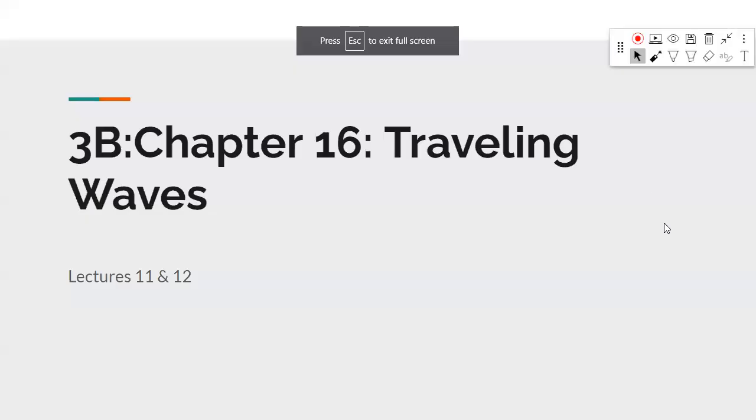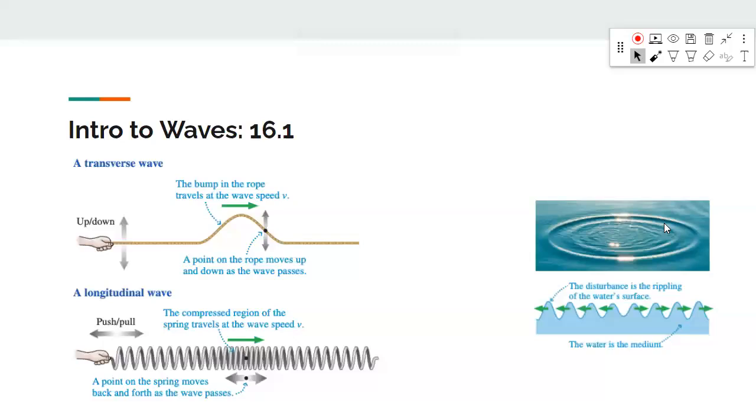Okay, so moving on to chapter 16, which is on traveling waves. Before we dive into this, what I want to preface it with is that when you're looking at traveling waves, there are going to be a lot of similarities between the mathematical form of a traveling wave and the mathematical form of an oscillation. And this isn't an accident.